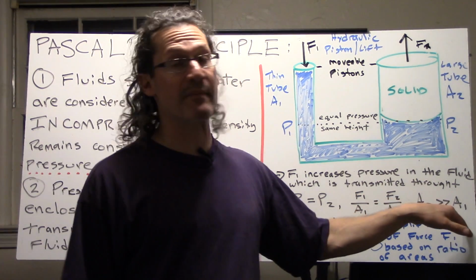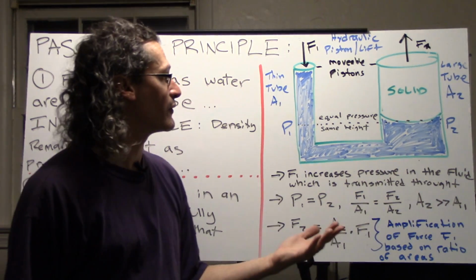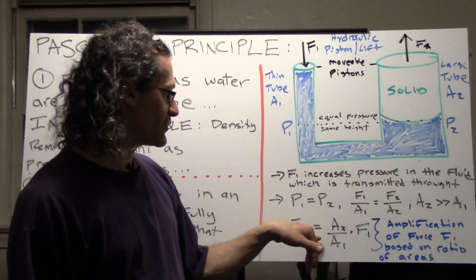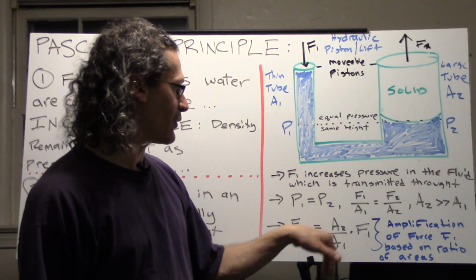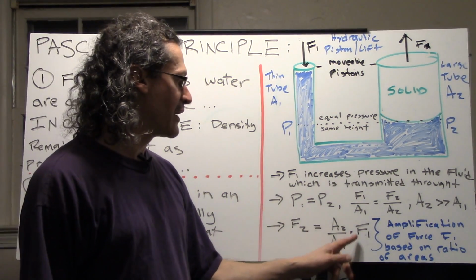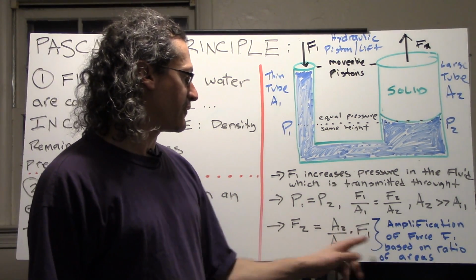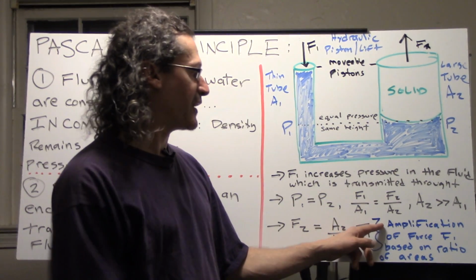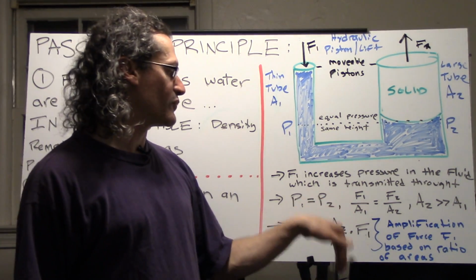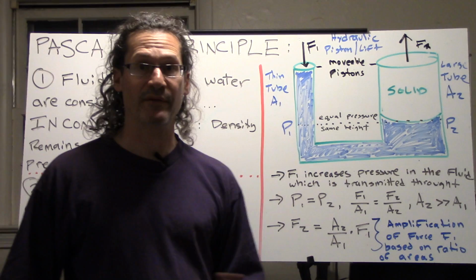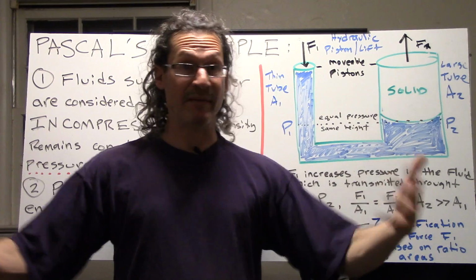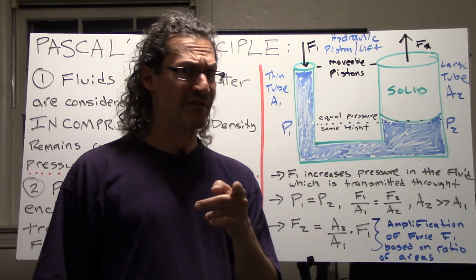Now, A2 is way bigger than A1, and that's really significant, because what we get is this. If we solve this for F2, F2 is just going to be A2 divided by A1 times F1. See, we had A2 in the denominator, multiply both sides by A2, and you get this. So there's this ratio of A2 and A1, and that leads to the amplification of force F1 based on this ratio. So if A2 is way larger than A1, let's say it's 100 to 1, your area is 100 times larger, you're going to have a force that's 100 times greater over here at F2. That's really cool, and that's really amazing.